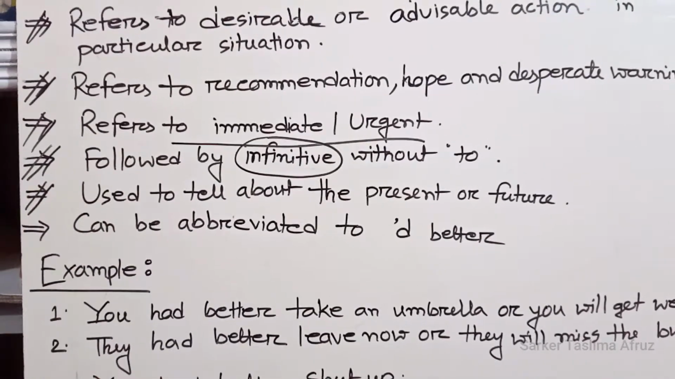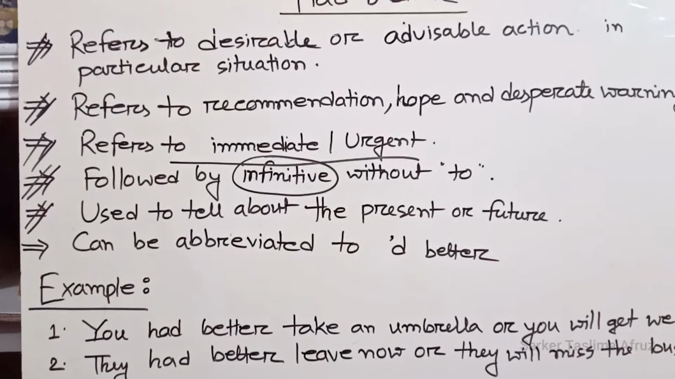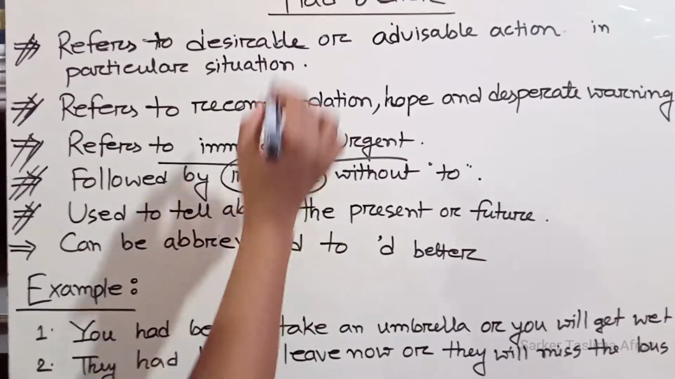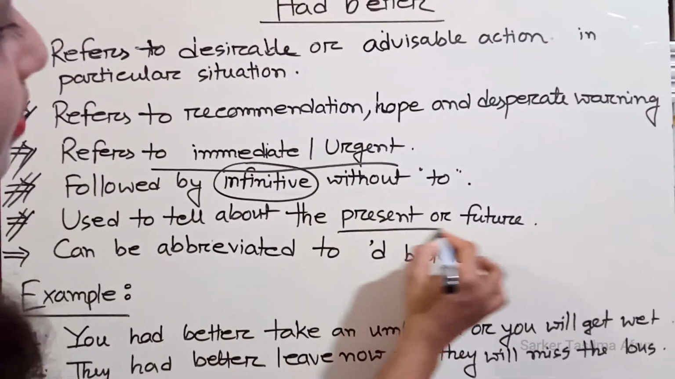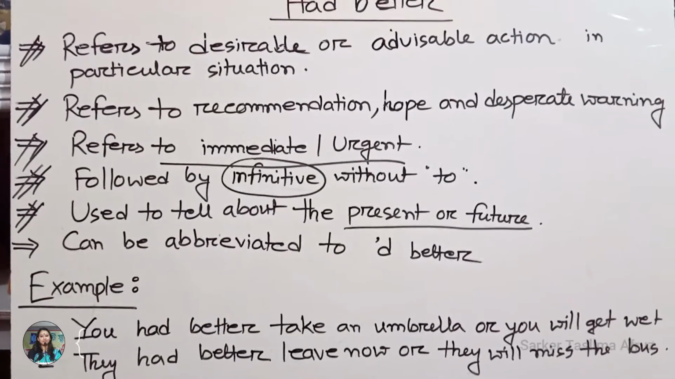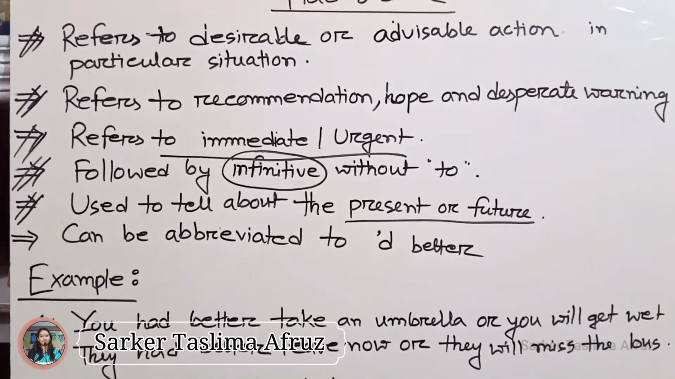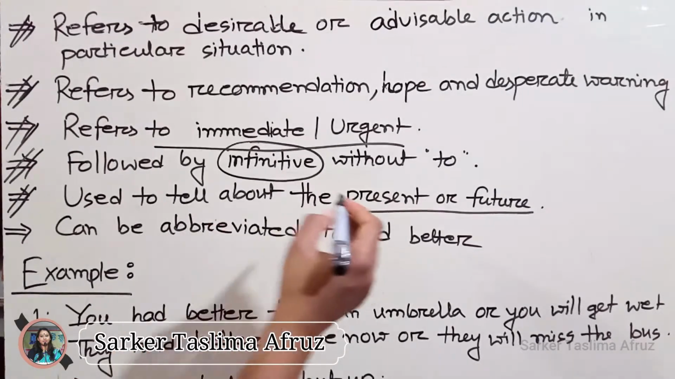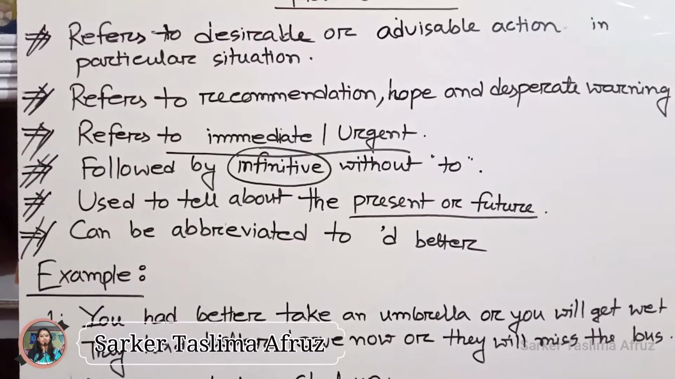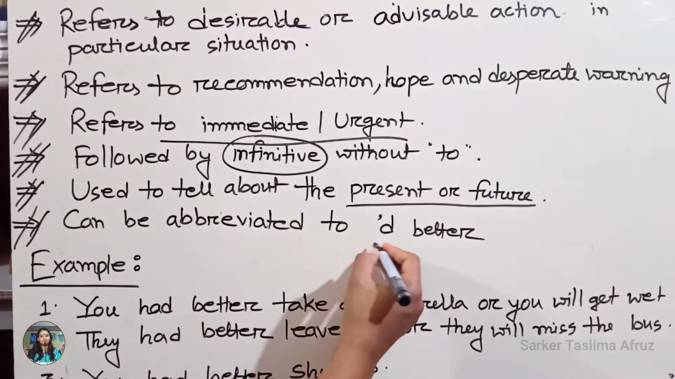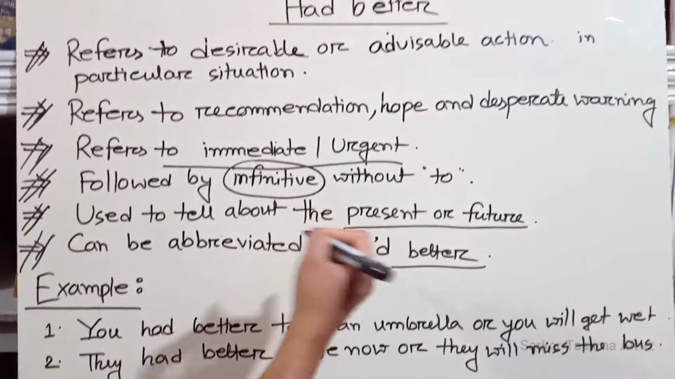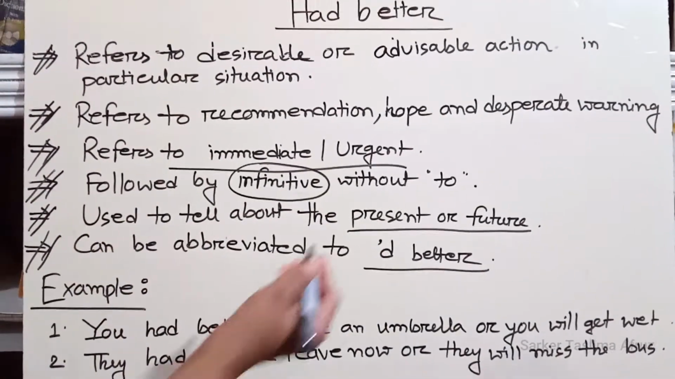Next one, used to tell about the present or future. In my definition, I have already told you that this phrase had better basically means present or future. Though the word had is a past tense, it emphasizes the present or future. Next one, had better can be abbreviated to 'd better. That means the apostrophe replaces had. So you can write it this way.